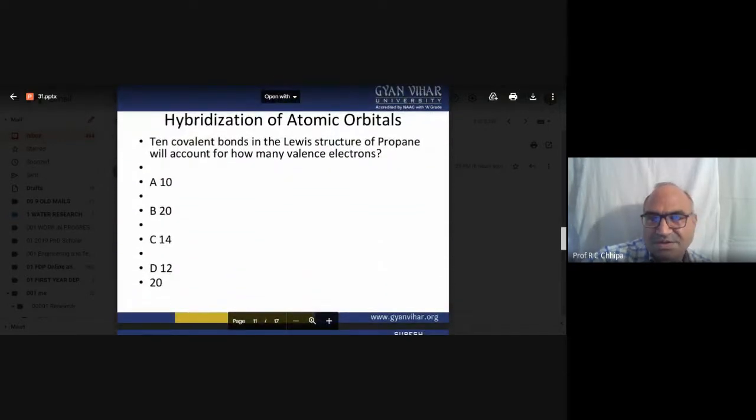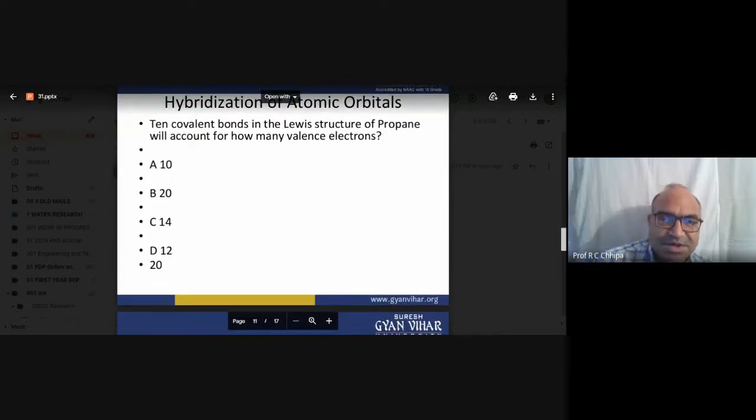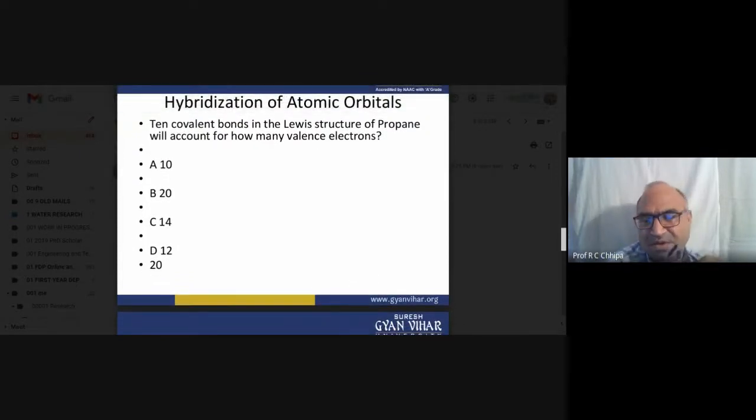Now another question: can equivalent bonds in the Lewis structure of propane account for how many valence electrons? So what do we mean by valence?